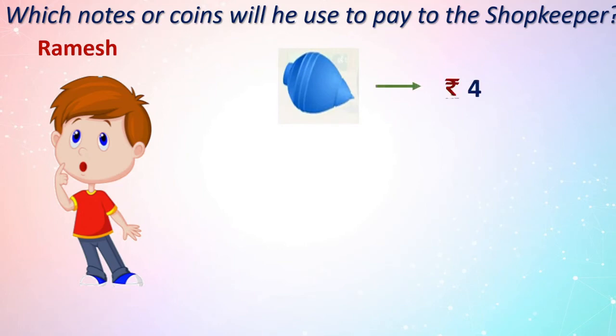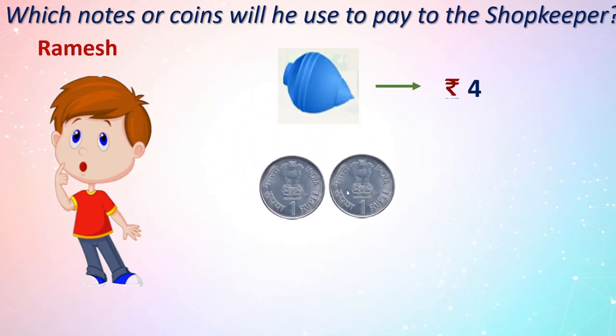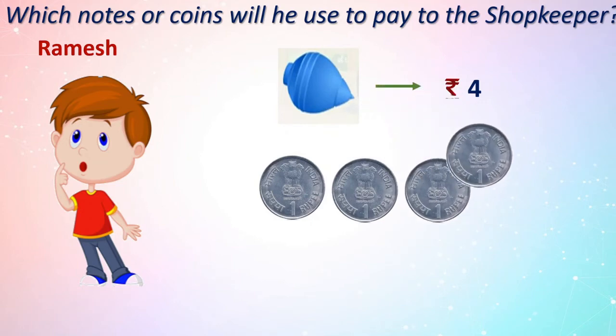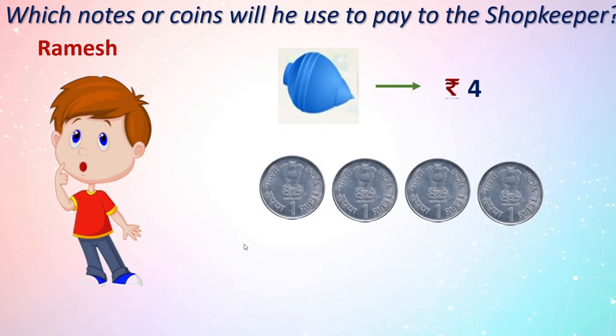Yes, rupees 4. See dear children, I have written rupees like this. You also can write like this. Okay, rupees 4. How to read? Rupees 4. Okay, the cost of one toppy is rupees 4. Then Ramesh gave 1 rupee coin, 2 coins, 3 coins and 4 coins. Yes, very nice. Ramesh gave 1 rupee 4 coins for one top because the cost of the top is rupees 4.